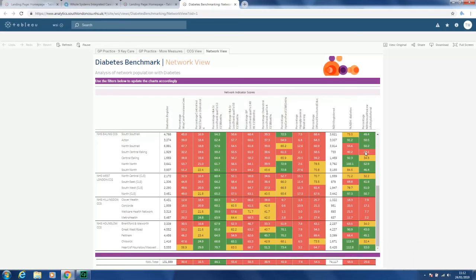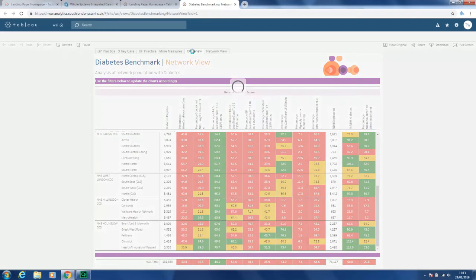At the moment we haven't got trend lines on here, but that's something that we're looking to introduce fairly shortly, so you'll be able to see your improvement. Note that the extraction is just about once a week, so it takes a little while for data to filter through if you're making clinical improvements in your practice.